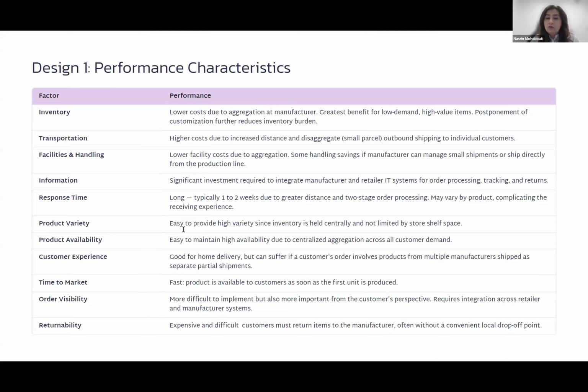But since the inventory is centralized, they usually have large centers with a lot of inventory, so they can provide variety and availability. But customer experience is different. If customers are more interested in walking into the store and seeing things and then purchasing, it's not really good. But if they prefer home deliveries, this is a good option.